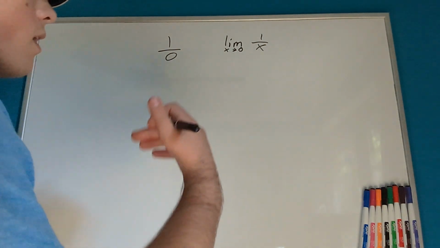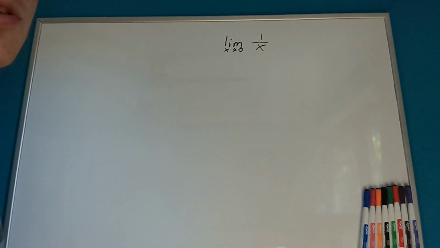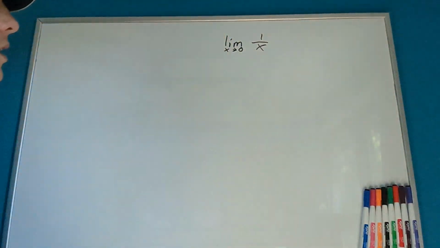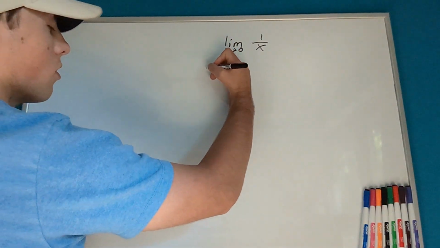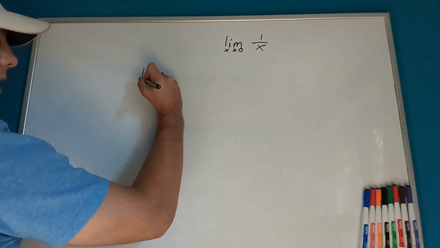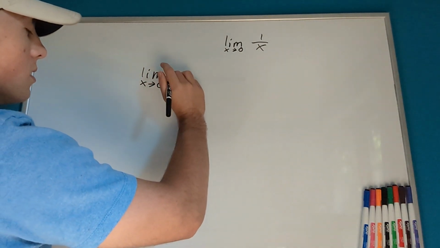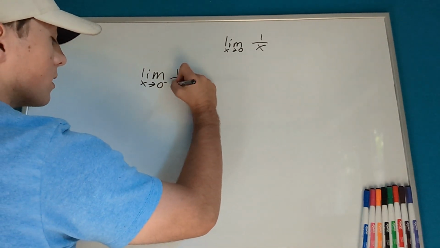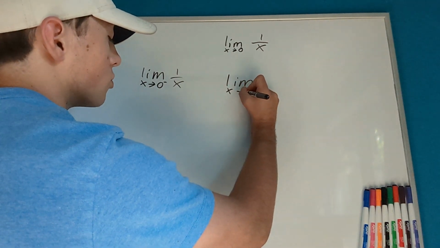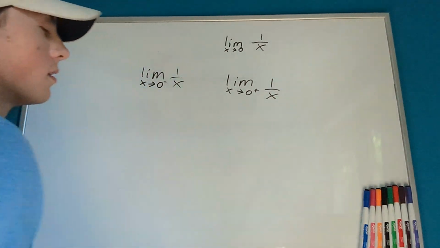All right. Well, to show that a limit exists, it needs to be true for both the left and the right side of the limit, right? It needs to approach the same thing from the left and the right. So first of all, let's split this up into two different limits. We have the limit as x approaches 0 from the right side of 1 over x, and the limit as x approaches 0 from the negative side of 1 over x.